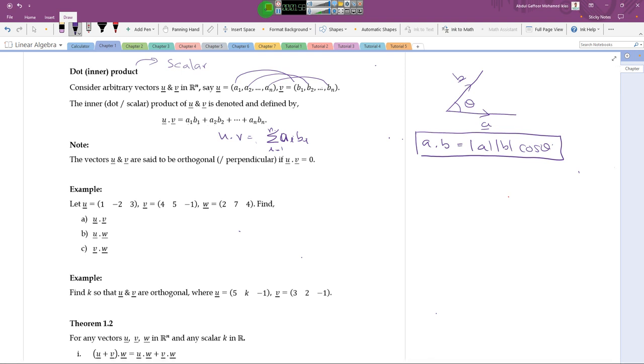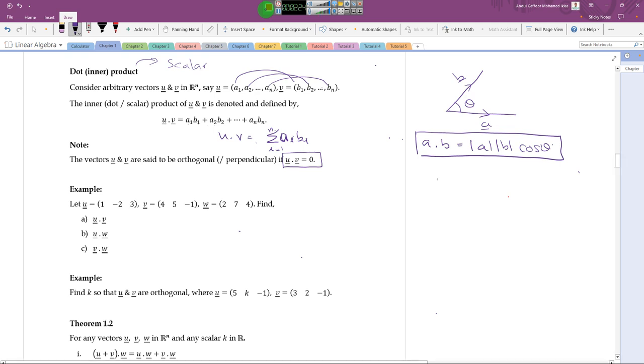Okay, now there is a note. The vectors u and v are said to be orthogonal or perpendicular if u dot v is equal to 0. You should bear this point in mind, because when we attempt questions, if we have a hint that the dot product of the vectors is 0, then we will say they are perpendicular.